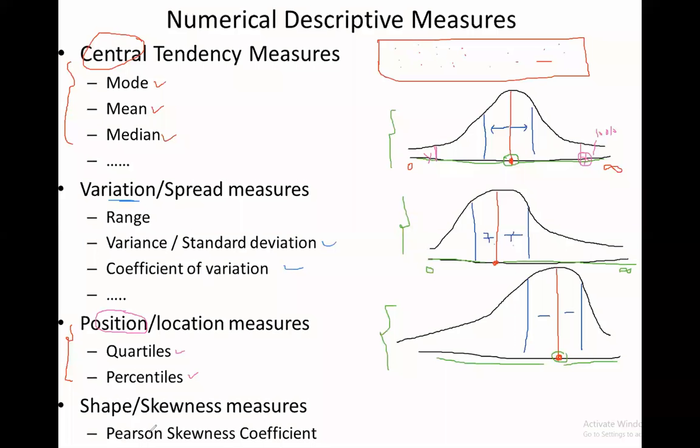And in the last lecture, indeed, we introduced an overview for all these dimensions. And then we introduced in particular how to calculate the central tendency measures, mode, mean, median. And we introduced how to calculate the position or location measures, in particular quartiles and percentiles. So today we are introducing the measures to describe the variation.